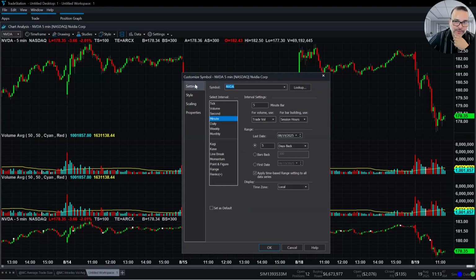But one more thing that I'm going to do is, in settings, there is a section that says volume used, and I'm going to set this to tick count. There are two ways that TradeStation represents volume. The default one is number of shares, but you can also set it to the number of ticks or number of transactions. So let me go ahead and show you exactly what I mean by that.